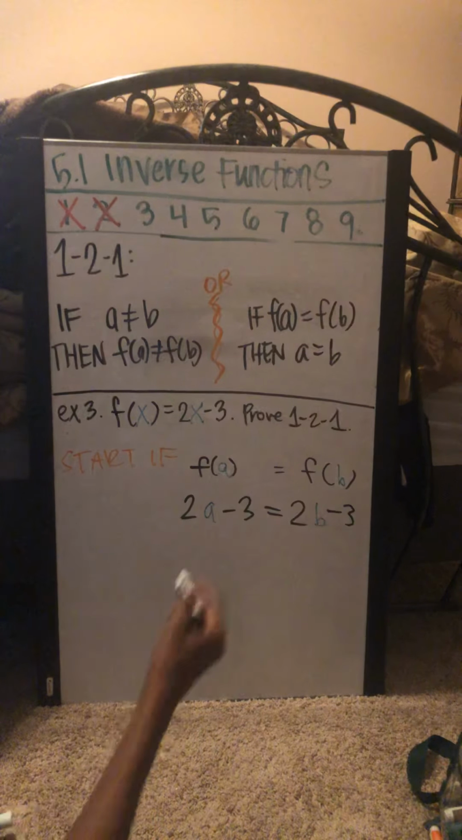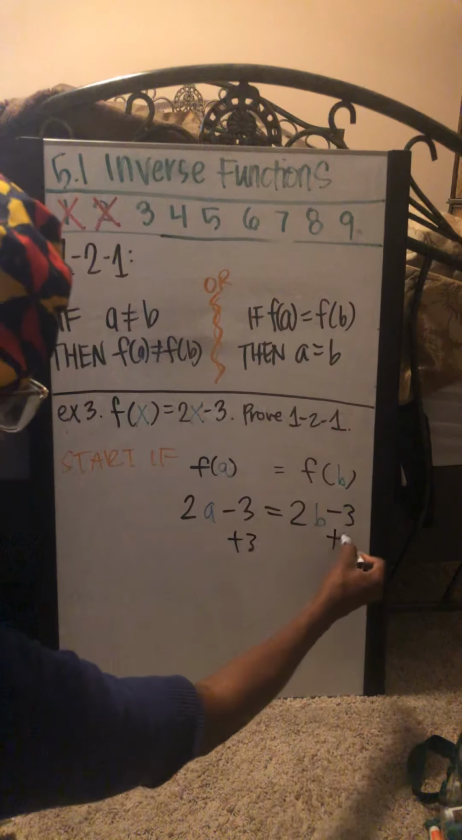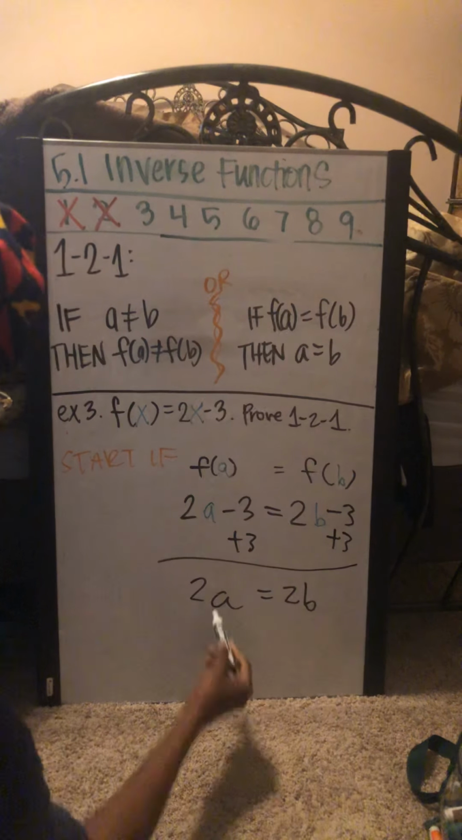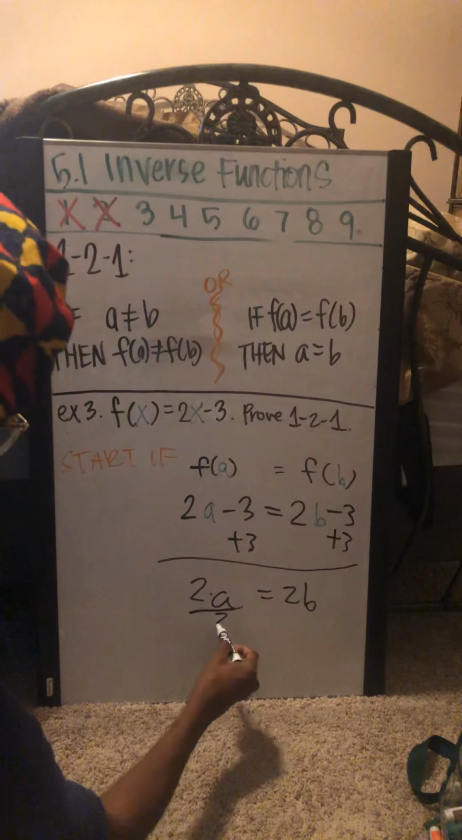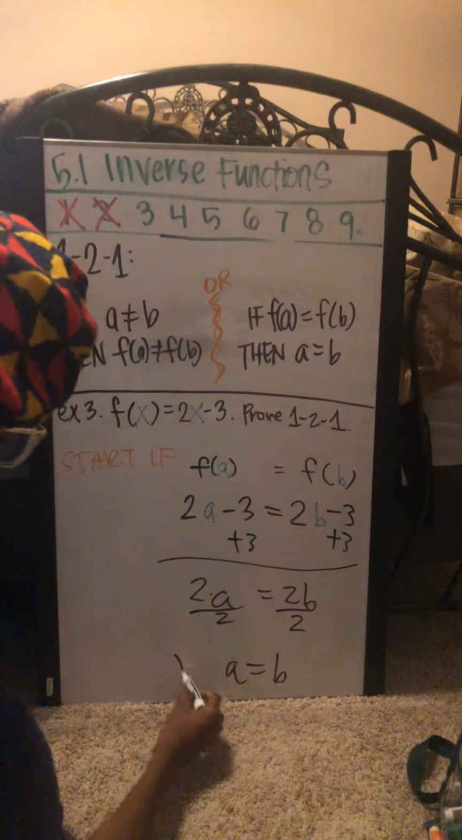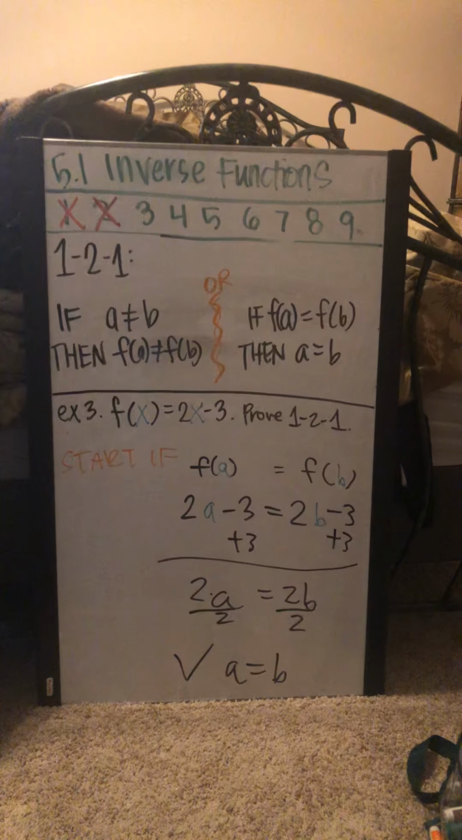Okay? So from here, I'm going to add my 3 on both sides. And we get 2a is equal to 2b. The 2 is connected to the a by multiplication, so I'm going to divide both sides by 2, and we're left with a is equal to b. So it checks out. So that's how we prove that it's 1 to 1.